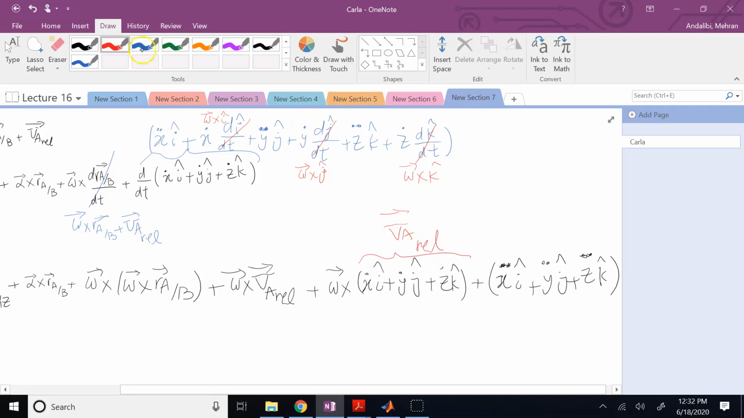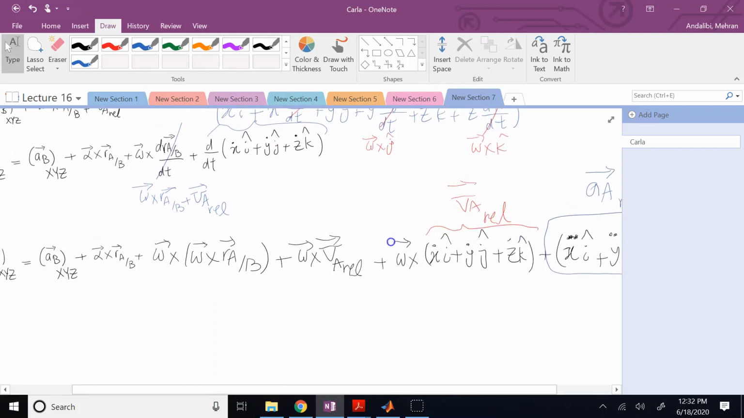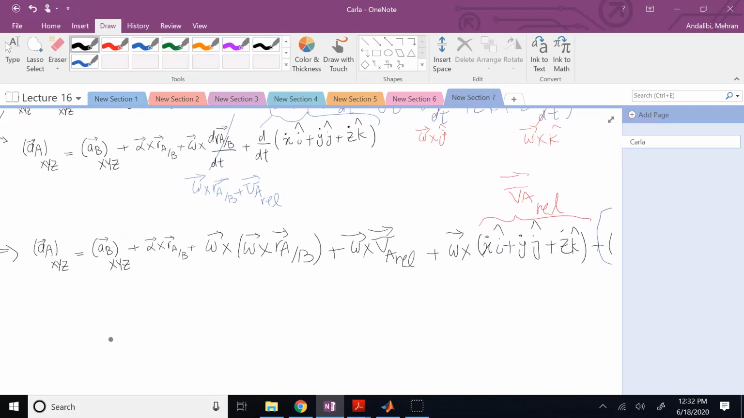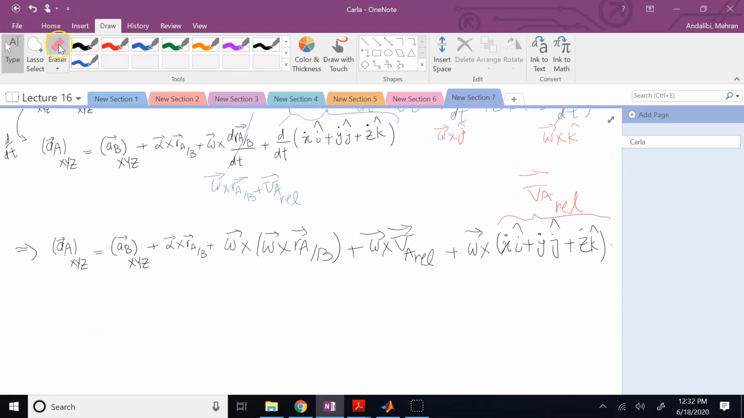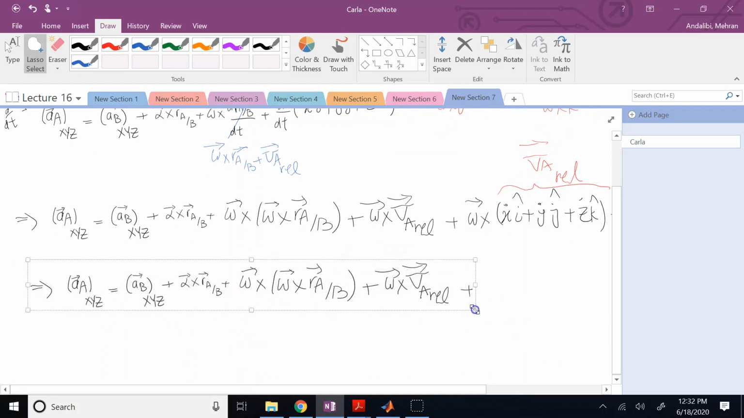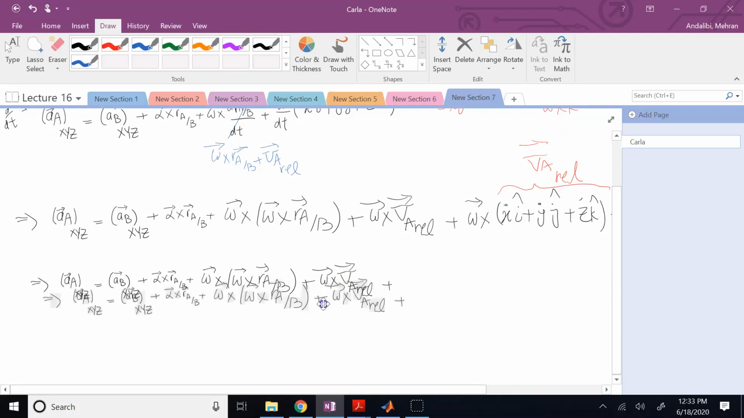And here, this new term, I give it the definition, and I call this one a relative. The relative acceleration of A with respect to B, because x dot, y dot, and z dot components are not fixed, and therefore, you will get our final very important formula.